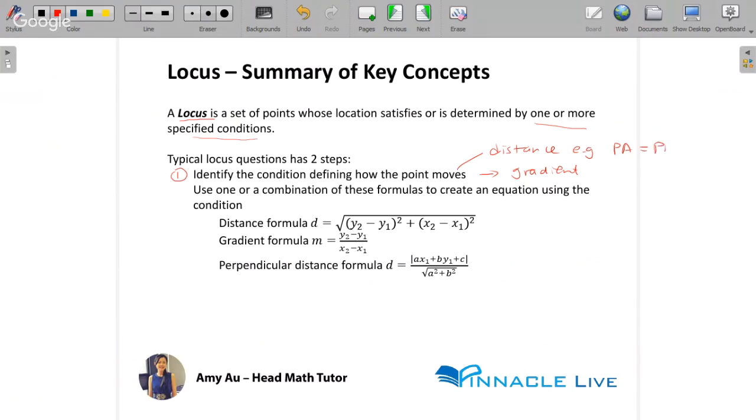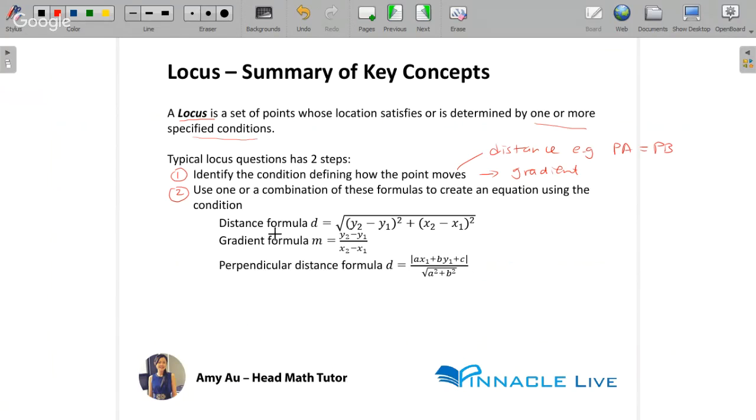For example, PA is equal to PB. That's an example of a distance condition. Depending on what the condition is, you'll use a different set of formulas to help you. So you should be choosing from the standard coordinate geometry formulas. So that's the second step.